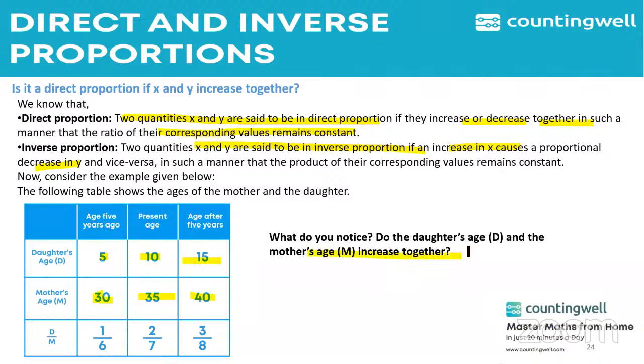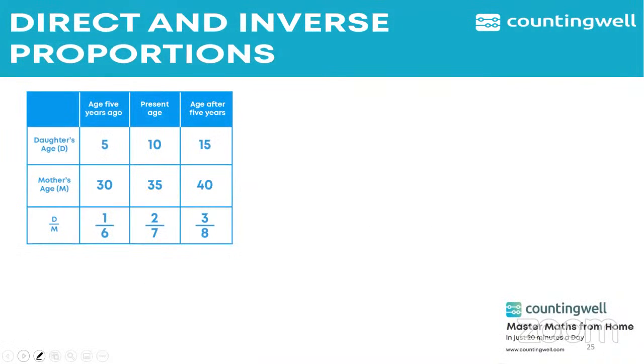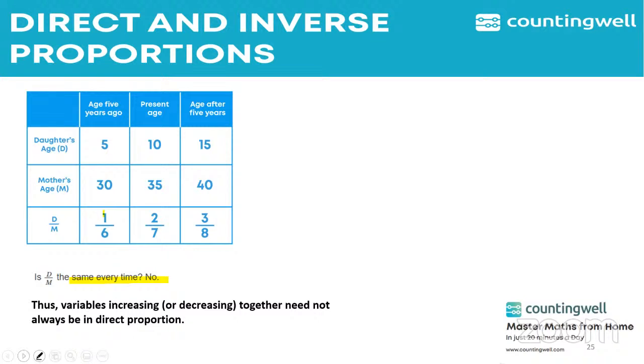So are they increasing together? They are increasing together, but it is not the same every time. So here we have got 1 by 6, but here we have got 2 by 7, but here we get 3 by 8. So d by m is not remaining constant. So variables increasing together or decreasing together need not always be in direct proportion.